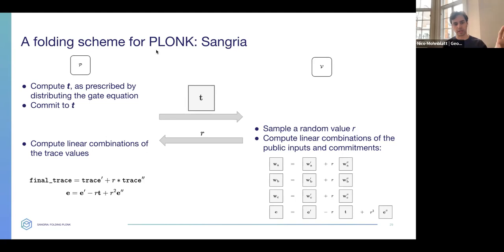The prover folds with all the trace values, and then we have the special folding for the error vector. The verifier does the exact same thing, but over commitments. Recall that these commitments W prime A, W second A were part of the instances. This is how the verifier has them. So the verifier manages to derive commitments to the new witness without ever seeing any of the witnesses.